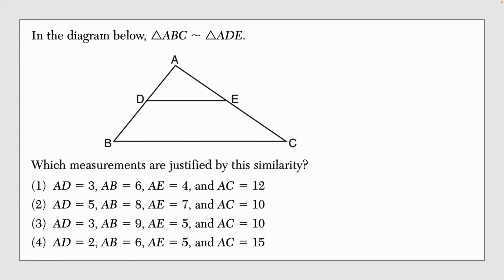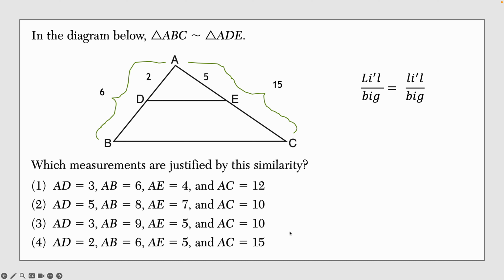Okay, so we could try all of these, but the one that actually works when we consider that the whole length is 6, and this is 2, and the whole length is 5, and this is 15, when I substitute them into little is to big as little is to big, only the fourth choice works. If I cross multiply here, I get 30 equals 30. If I try any other combination, it does not work. It won't cross multiply to have the same value. So choice 4 is the correct answer there.